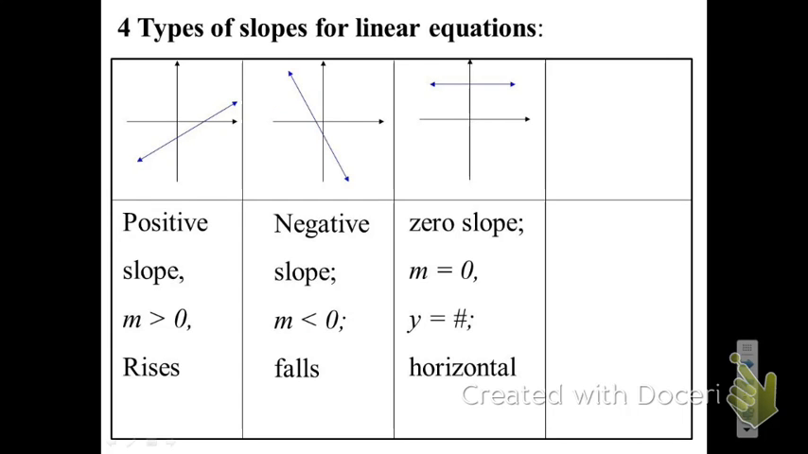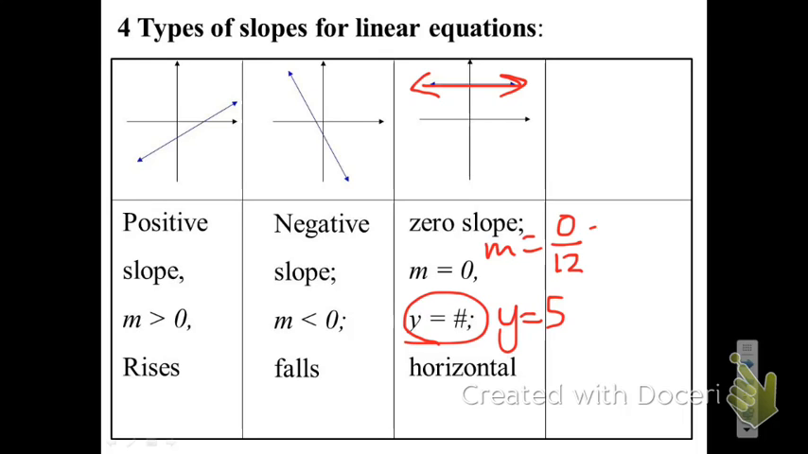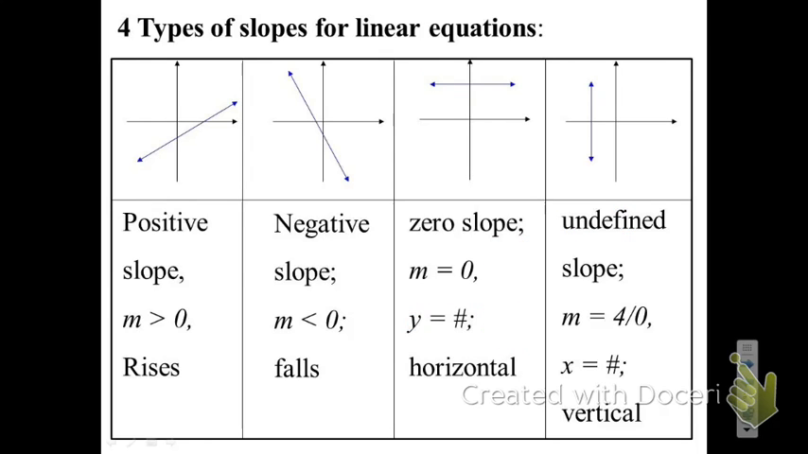We have 0 slope. That's a horizontal line. This will occur when you have y equals some number, like y equals 5. Your slope will actually give you 0 over 12 or something like that, which we know 0 divided by anything is 0. And the last one you'll see is an undefined slope. This occurs when you have a vertical line, and it'll occur when you have something like 4 divided by 0. It could be 10 divided by 0. And we know that anything divided by 0 is undefined.